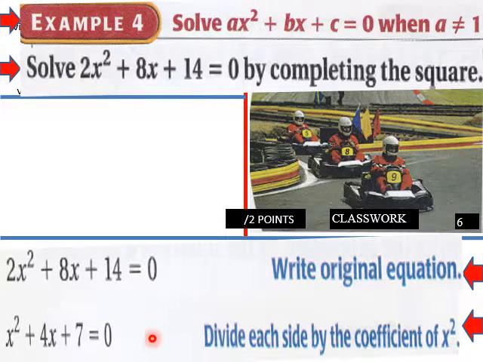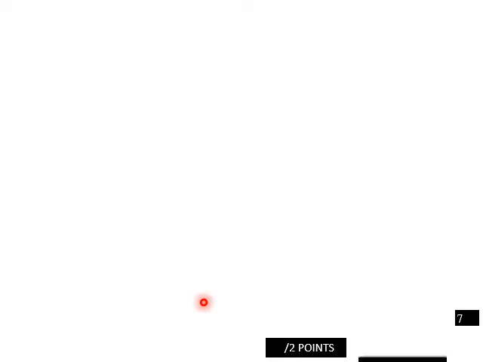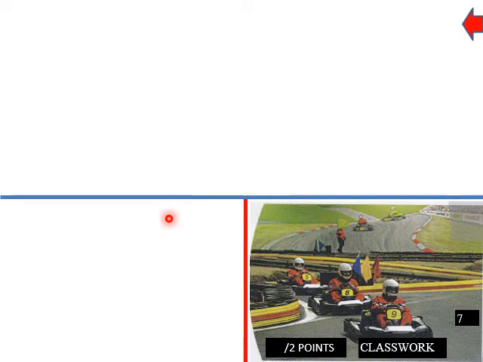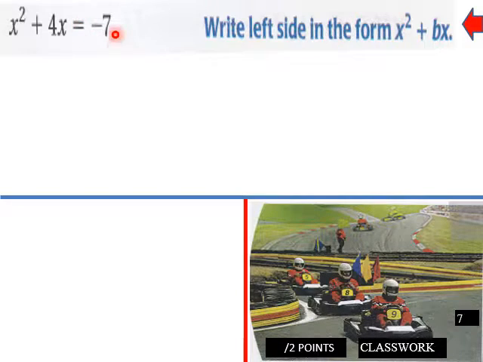Here's our original. So we're going to move over our 14 here. Divide each side by the coefficient. So first we're going to reduce it down. We're not going to move this over. We're going to first factor out a 2 out of our quadratic here, and we end up with this situation. And we're going to move over our 7 then. So we'll get x squared plus 4x equals negative 7.